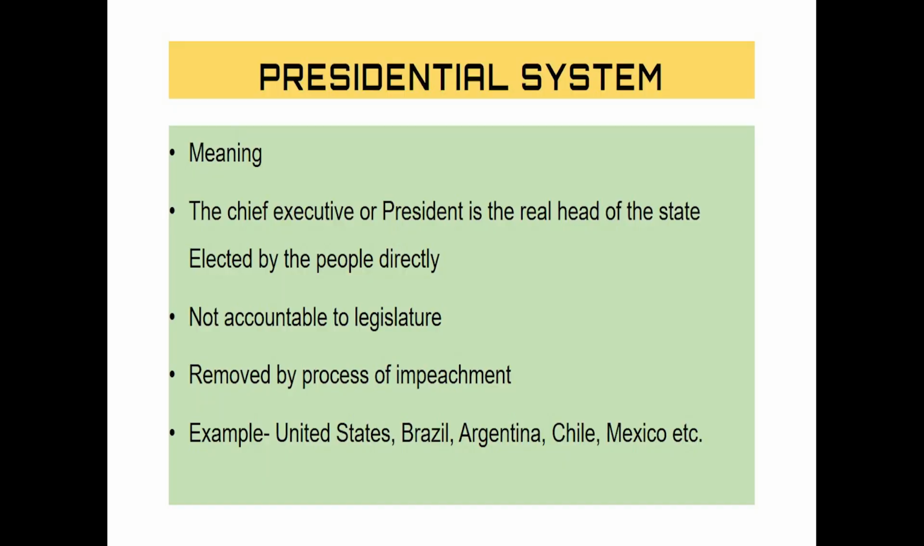Now let us understand another important form of government, the presidential system. What is the meaning of this presidential system? Here the chief executive, the president, is the real head. Unlike the parliamentary system, where the head of the state is the president and the real working head is the prime minister, the president here is the real head of the state, elected by the people. Because he is elected directly, he is not accountable to the legislature and can be removed only by the process of impeachment. Examples of the presidential system can be seen in the United States, Brazil, Argentina, Mexico and Chile.